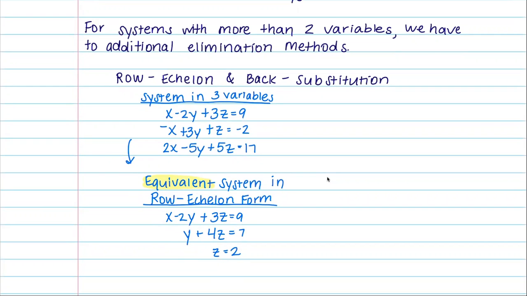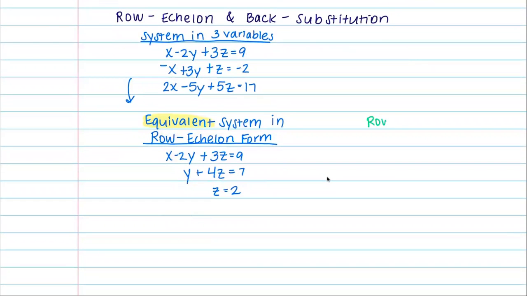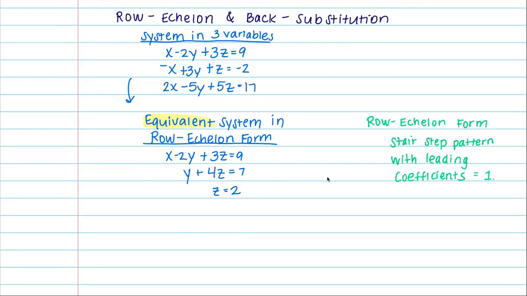Let's make a little note here. That row echelon form uses a stair step pattern with the leading coefficients equal to 1. So it kind of looks like this, 1, 1, 1. So that's row echelon form.